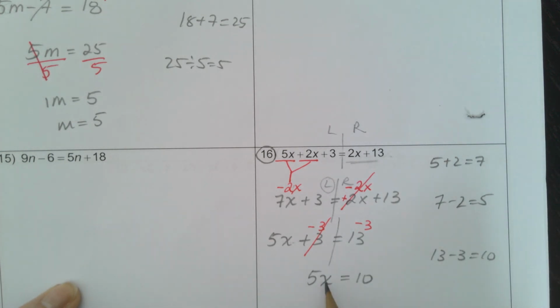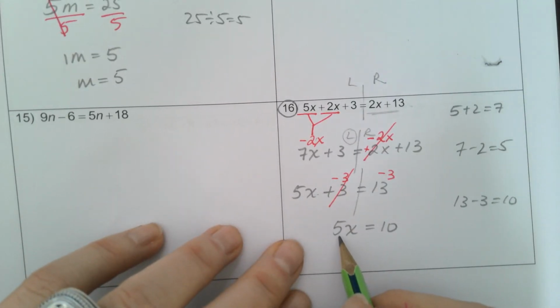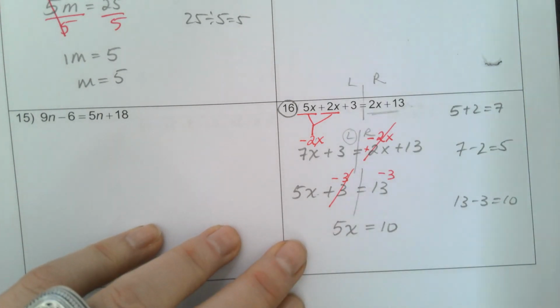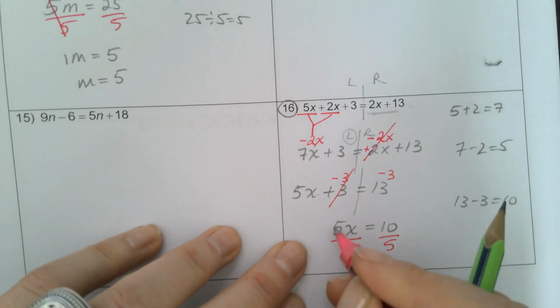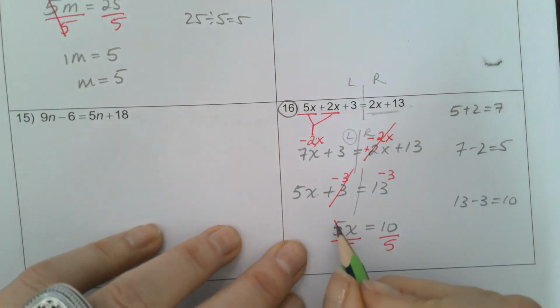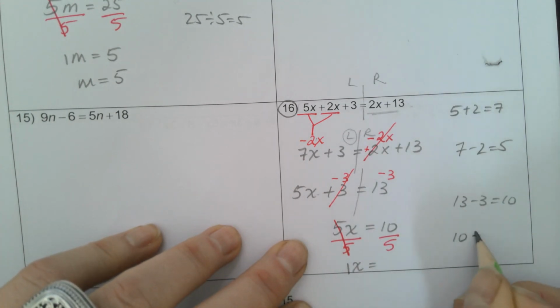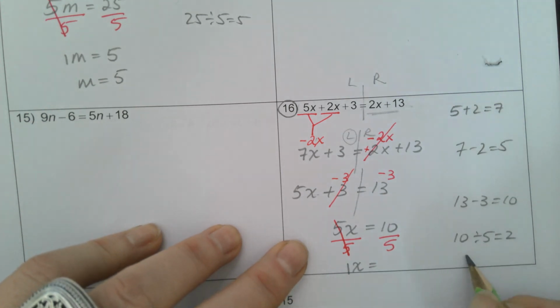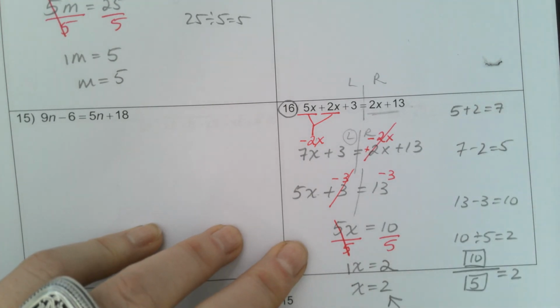Now x wants to be alone, which means I have to get rid of the 5. And so the very last step is always same over same. So I have to divide by 5 because I want to get rid of the 5. That's 1. 5 divided by 5 is 1. Then I have my x. And then 10 divided by 5 equals 2. If you want, you can use the fraction button and go 10 over 5 equals 2. It's the same thing. You can use divide or the fraction button. And x equals 2. So the solution is 2. There's only one solution, and it's 2.